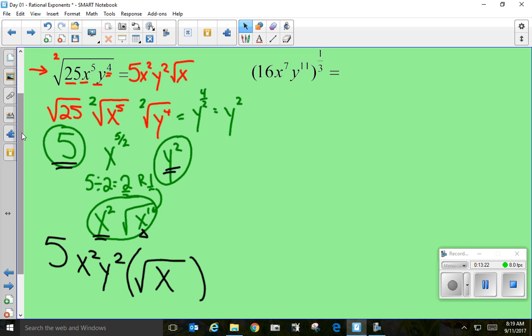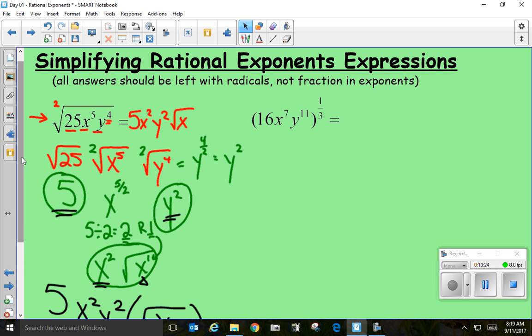Now, the next one is going to be a little bit more challenging. It's still the same rules apply, though. The same rules apply. Okay? So, how do you want to start this? There are 2 ways to start this. Anyone have a preference? How about you trying to do it backwards?